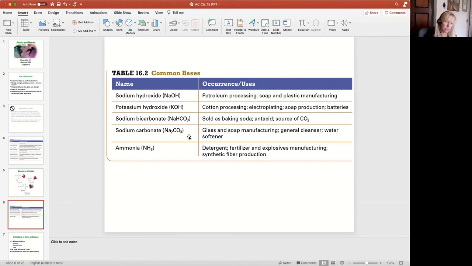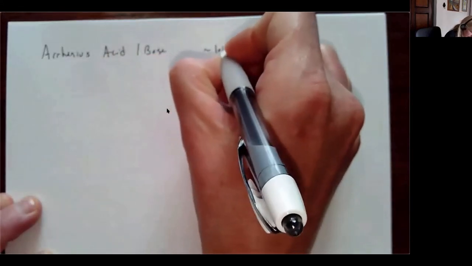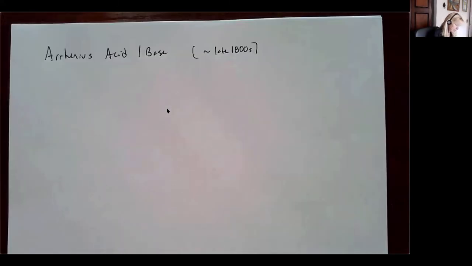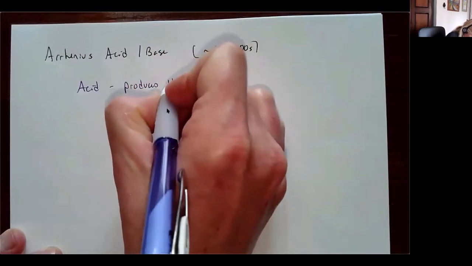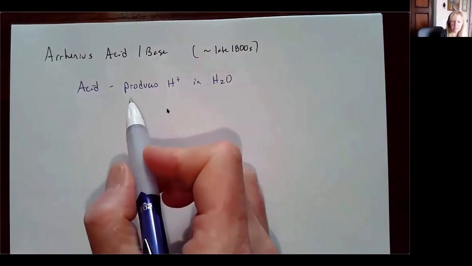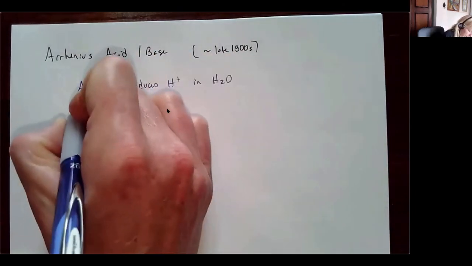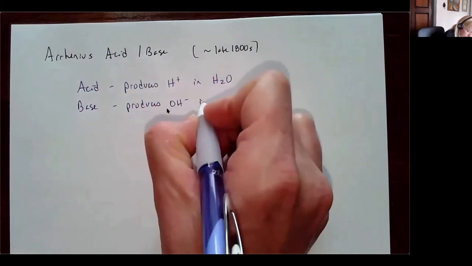And so that brings us to defining acids and bases. There are 3 ways that we can define an acid and a base. The first way is called the Arrhenius acid, and this is the oldest definition. It was introduced in the late 1800s. An Arrhenius acid is something that produces hydrogen ion in water. So an acid is anything that's going to produce a hydrogen ion in water. A base is any substance that produces a hydroxyl group in water.